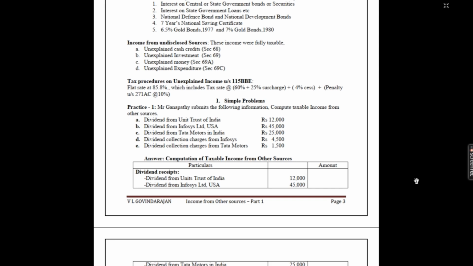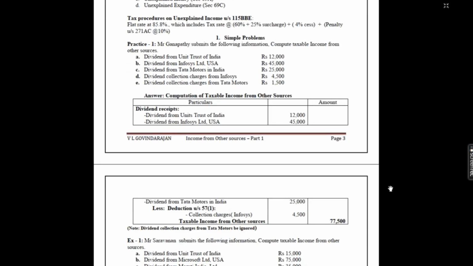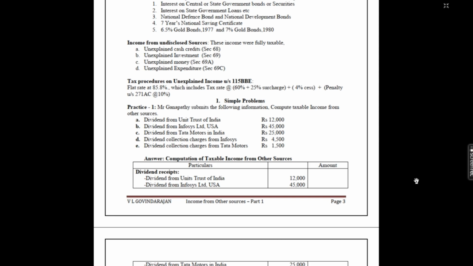Actually, Infosys is a multinational company. So the dividend collection charges from Infosys is allowed as deduction under section 57(1). Last one is dividend collection charges from Tata Motors. It is an Indian company, so the actual dividend collection charges from Tata Motors will be ignored. So let me see the answer. Computation of taxable income from other sources. Dividend from UTI, dividend from Infosys, and dividend from Tata Motors are fully taxable, and the collection charges of Infosys are only allowed as deduction, balance only taxable.